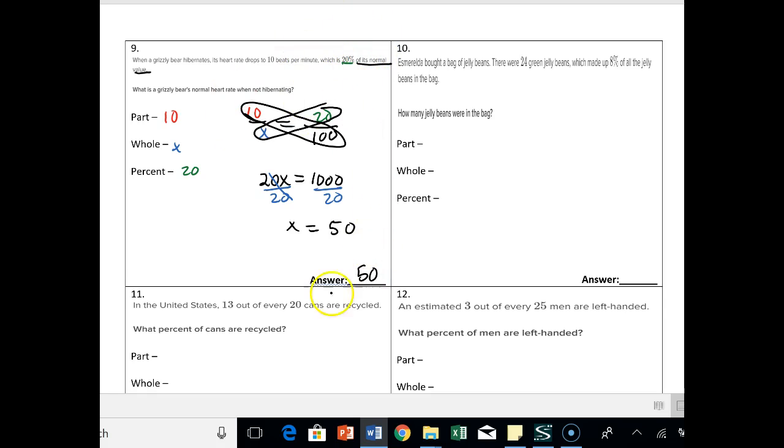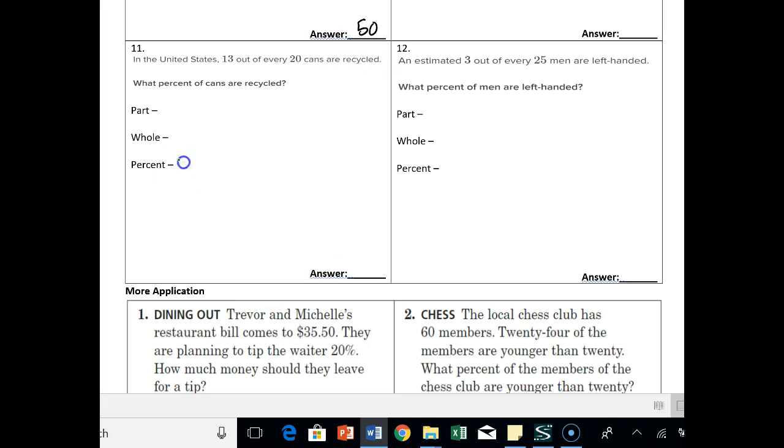Number 11. In the United States, 13 out of every 20 cans are recycled. Obviously, we're not given our percent here. So we have our part, which is 13. We have our whole, which is 20. Now, hopefully when I write this, you should recognize something right off the bat. And that thing that you should recognize is, hello, base 10, right? You don't have to do all this cross multiplication business. You could just say 20 times what number gives you 100, and it's times 5. So basically you're just doing 13 times 5, and that's 65% of cans in the US are recycled.